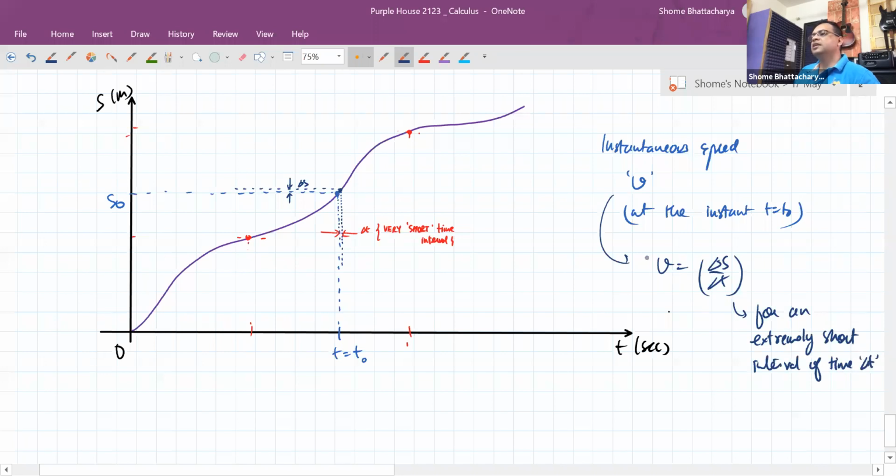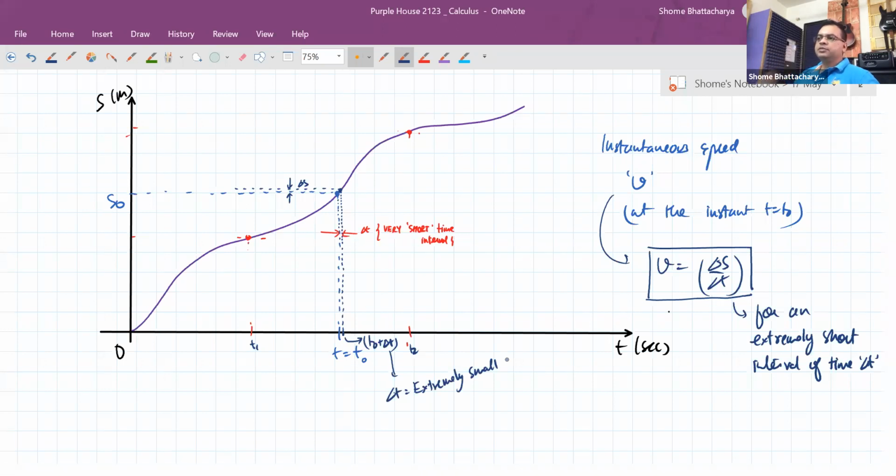So I cannot replace delta t with t2 minus t1 and delta s as s2 minus s1, because it is not like two distinct intervals or points of time like t1 and t2 over here. It is like this time t naught and something very, very close to it. Okay, so this second time over here is t naught plus delta t, where delta t is very, very small. So you can see that when we look at technically what is the meaning of instantaneous speed, it is a much more complex thing compared to average speed. That's why its measurement is also that much more complex.